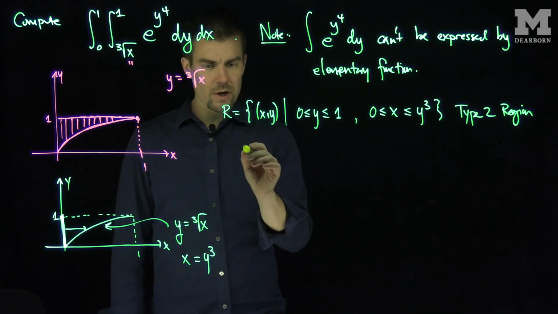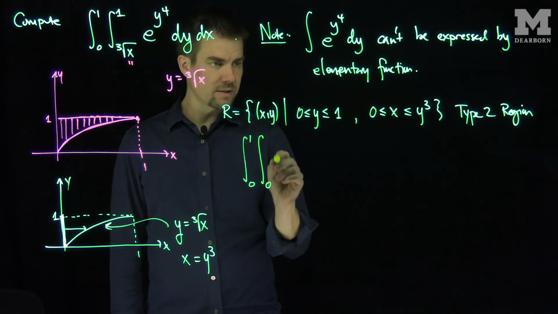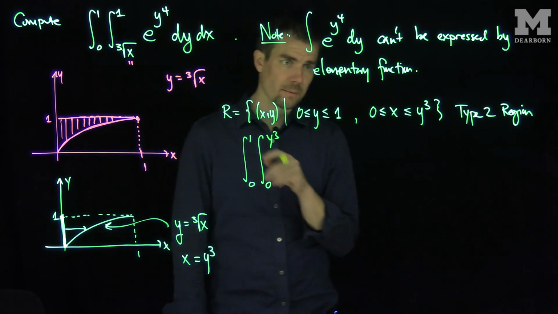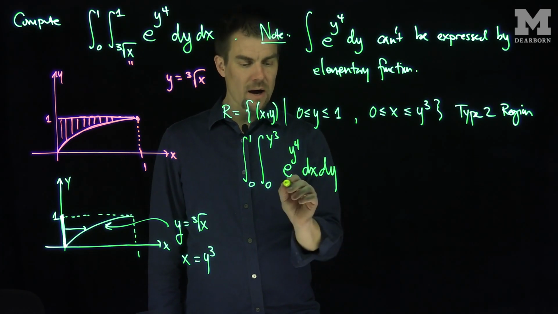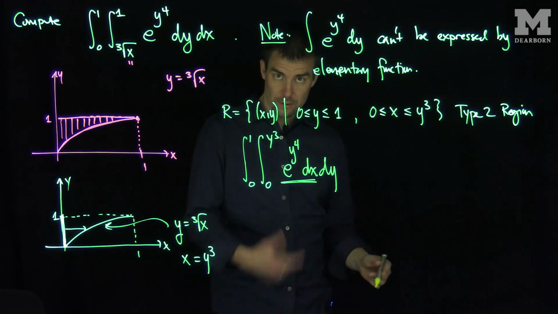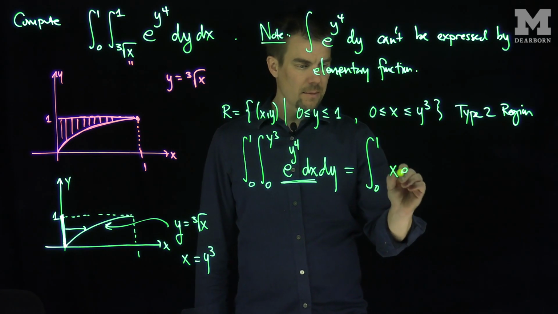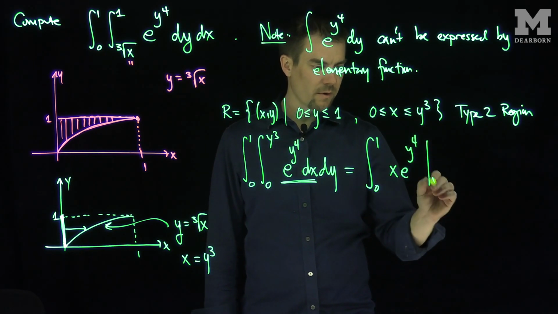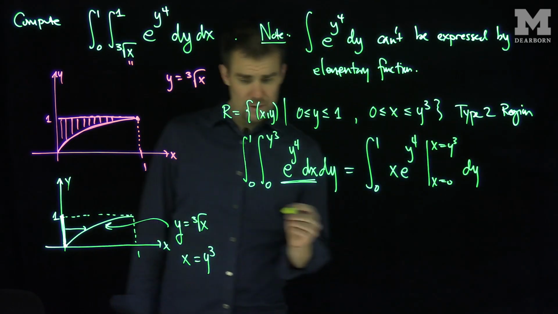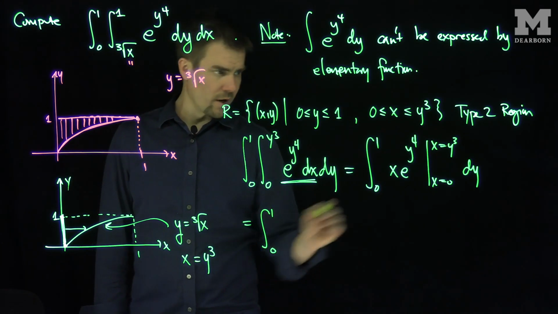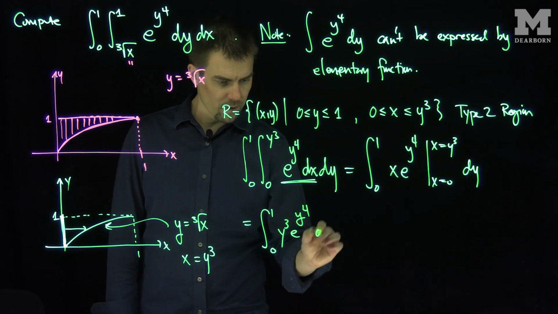So now as a type 2 region, we can write this as the integral. Now we know that y goes between 0 and 1. Those are my y limits. X goes between 0 and y cubed. Those are my x limits. Then I have e to the y to the fourth dx dy. And now if I do an x partial integration as an iterated integral, this becomes the integral from 0 to 1 of x times e to the y to the fourth, evaluated from x equals 0 to x equals y cubed, dy. And this will just turn into the integral from 0 to 1. When I plug in y cubed, I'll have y cubed e to the y to the fourth dy.